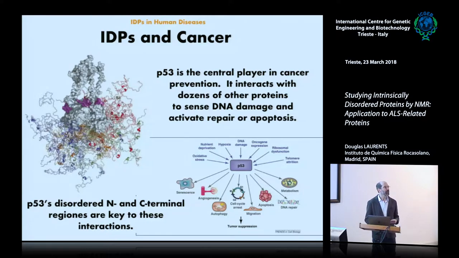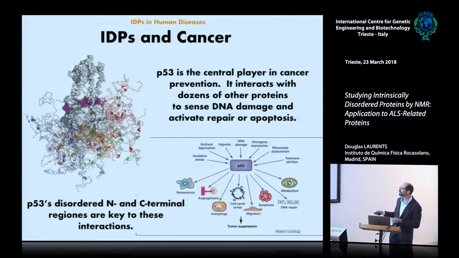IDP proteins are also important in cancer. I'm sure you know that the protein P53 is important to prevent cancer because it scans the DNA and looks for DNA damage. When there's DNA damage, it can stall the transcription and induce repair, and if the DNA is highly damaged, it can even induce apoptosis. The P53 protein has an intrinsically disordered N-terminus and an intrinsically disordered C-terminus, and these unfolded regions are interacting with dozens of proteins to carry out these effects. And if you have mutations in those regions, you can end up with cancer.